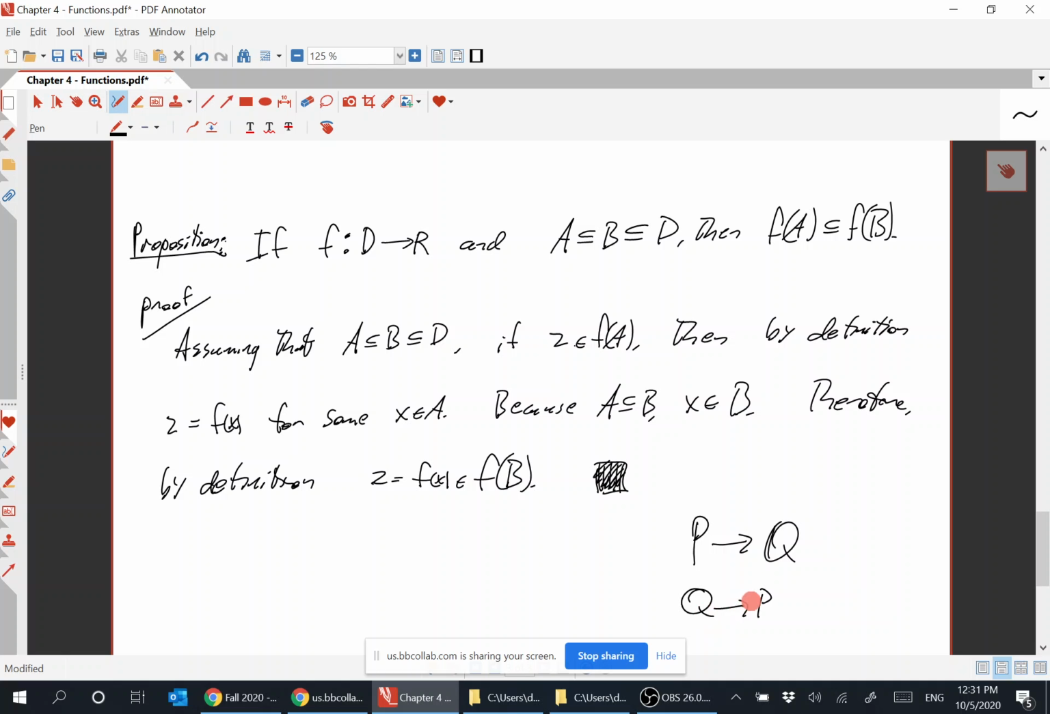And what's this called? Given P implies Q, what's Q implies P called? Does anyone know? It's got a name. Starts with C. The converse. And remember, P implies Q means that you have this kind of containment relationship, so you can't necessarily reverse it. That would be a double implication.